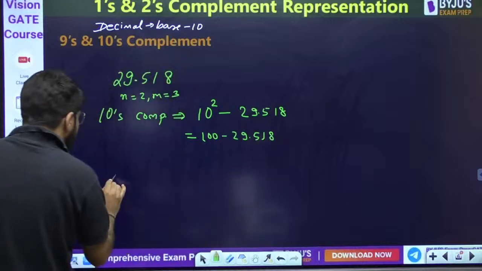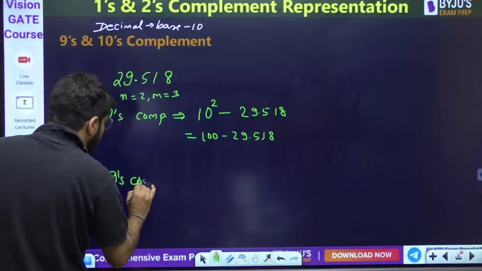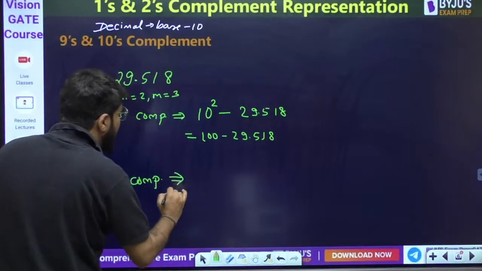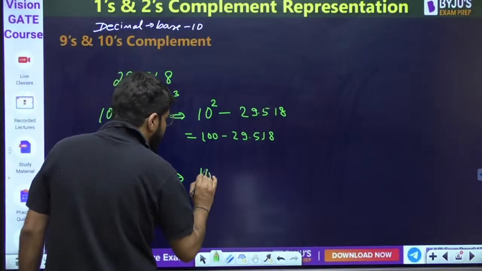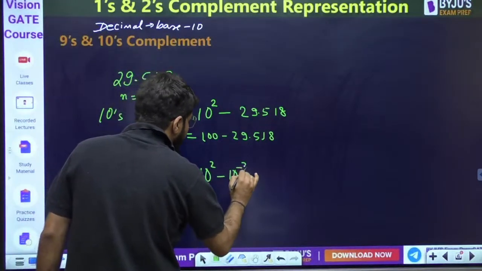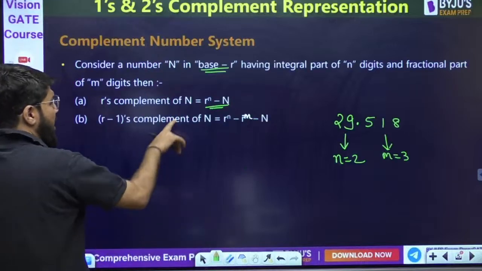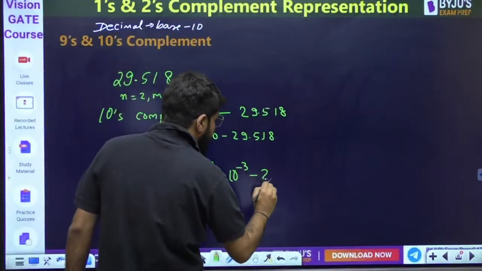Calculations later. Now let us come to the 9's complement. So, what is the 9's complement? The 9's complement is given by 10 raised to the power 2 minus 10 raised to the power minus 3, that is, R power n minus R power minus n, minus the number.